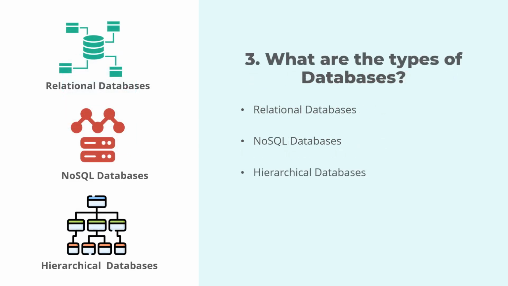Question number 3. What are the different types of databases? There are different types of databases, each suited to specific kinds of data storage. Number 1. Relational databases or RDBMS. These store data in structured tables with rows and columns, where each table has a unique ID, like customer ID or reservation ID. SQL is used to manage and retrieve data.